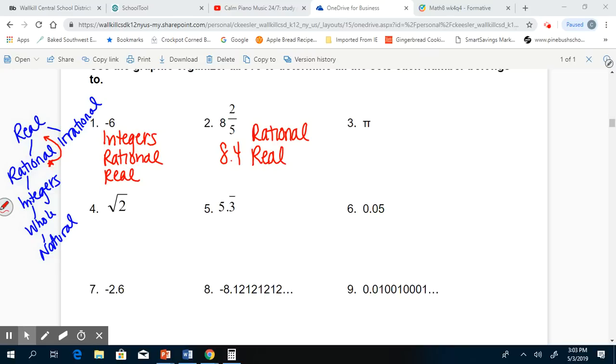All right, next we have pi. Pi, again, is 3.14159, and it keeps on going and going and going without a pattern. Because there's no pattern in that decimal, it is irrational because we cannot write it as a fraction. If a number is irrational, it is still real.